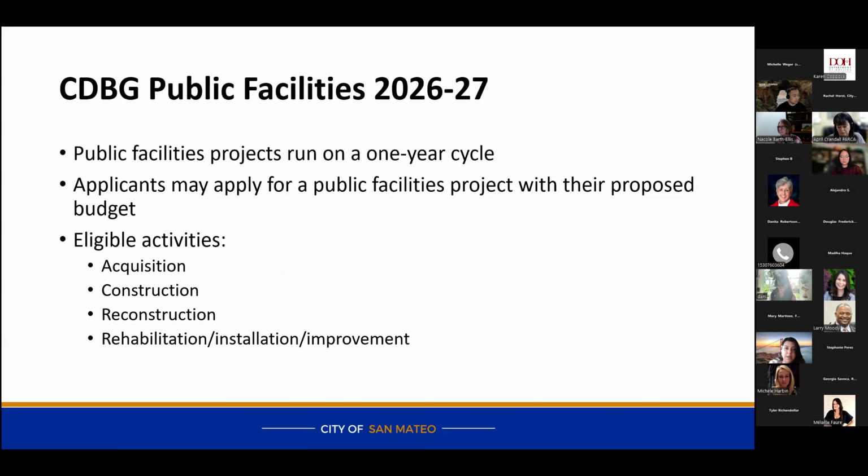We are also receiving applications for our public facilities NOFA. Public facilities run on a 1-year cycle instead of a 2-year. Applicants may apply for a public facilities project with their proposed budget. We are estimating about $100,000 to $200,000 for public facilities. And we are accepting applications for any of the eligible activities such as acquisition, construction, reconstruction, and rehab projects for public facilities within City of San Mateo bounds.